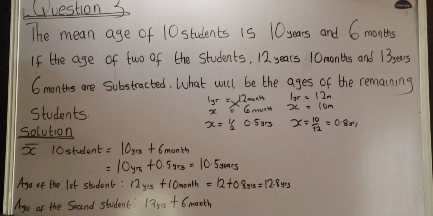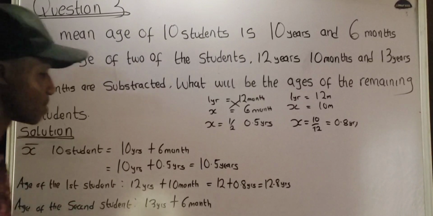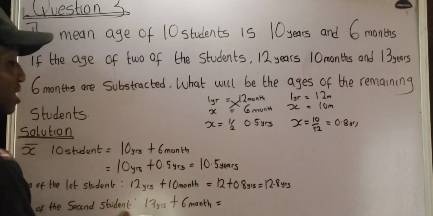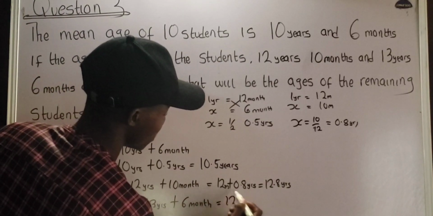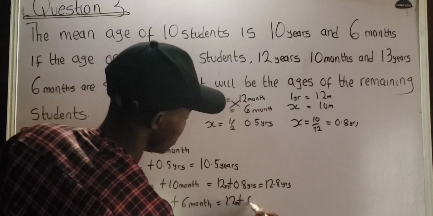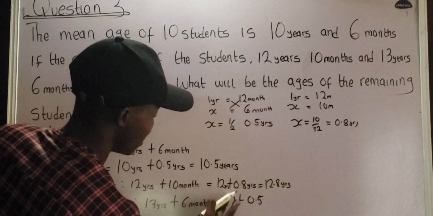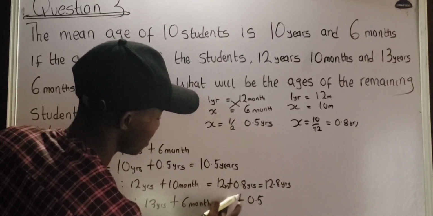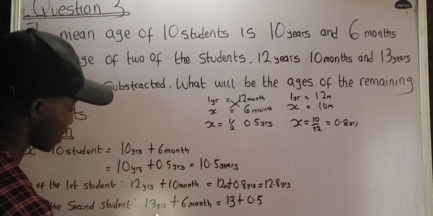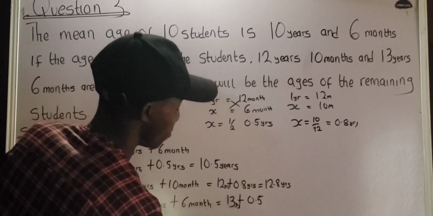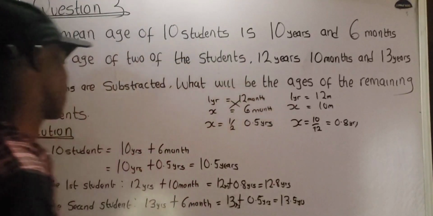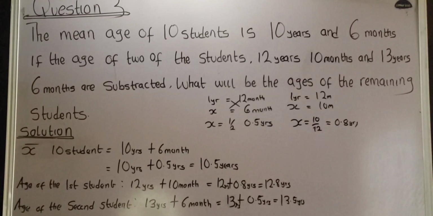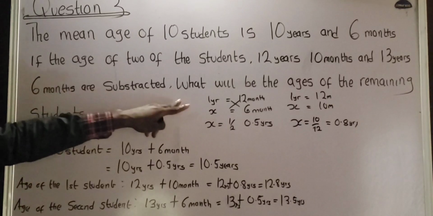Now let us convert the age of the second student also. I'm going to convert these 6 months into years. So I'm going to have 13 years plus 0.5 years. Please take note that this is 13. This is 13.5 years. You understand? So I have converted all the ages into years. Now we can proceed with our calculation.